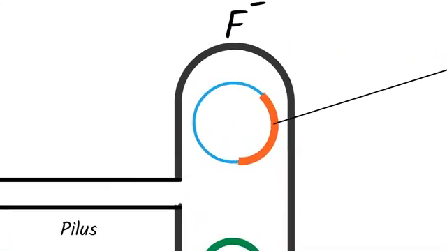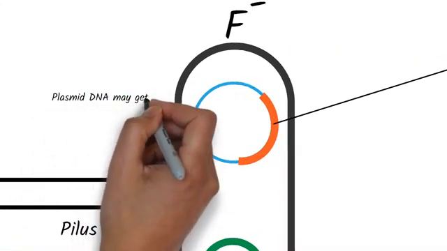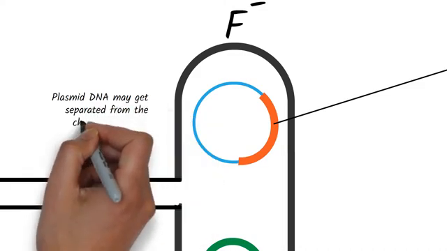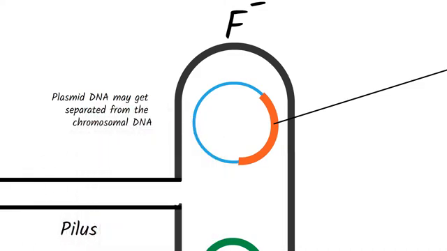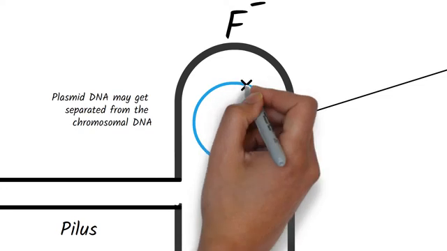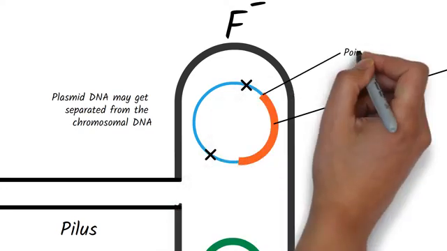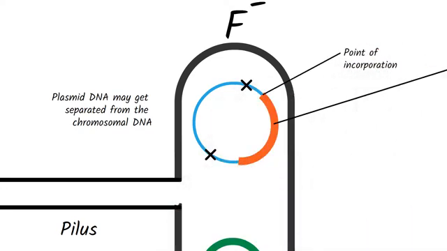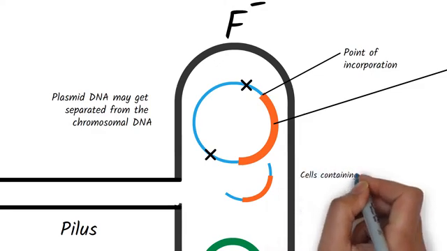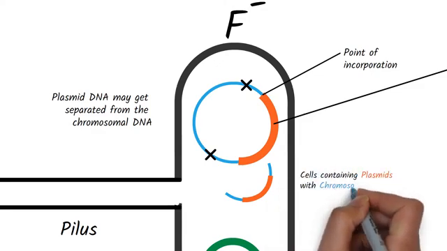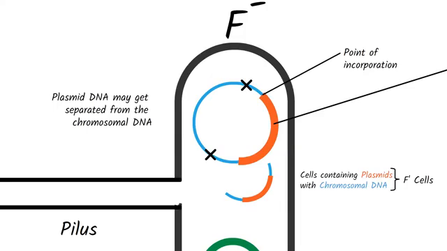In some cases, the plasmid DNA may get separated from the chromosomal DNA. During this separation process, the breakage may occur at another location, different from the point of incorporation. As a result, some part of the chromosomal DNA will be carried by the plasmid DNA. Cells containing plasmids with chromosomal DNA are called F' cells.